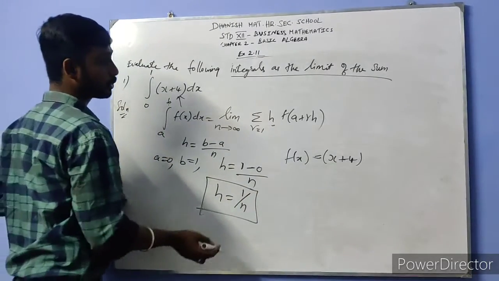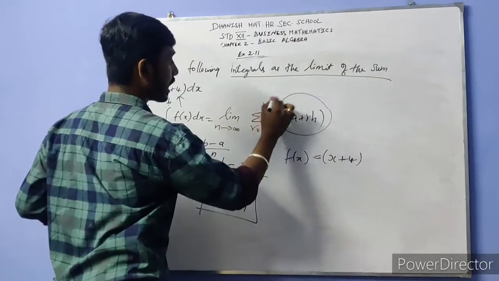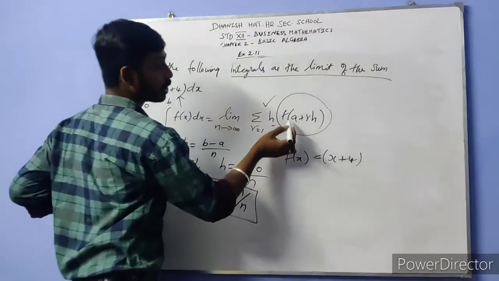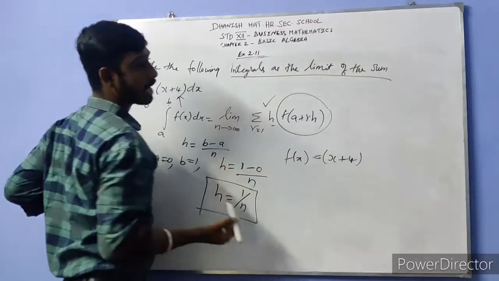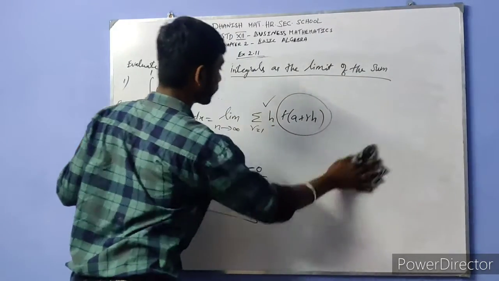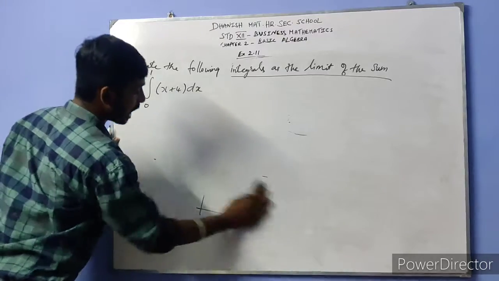Now we are going to substitute into the formula. We found the h value, a value and b value. So now we are going to find the f of a plus rh value. Let me find the f of a plus rh.